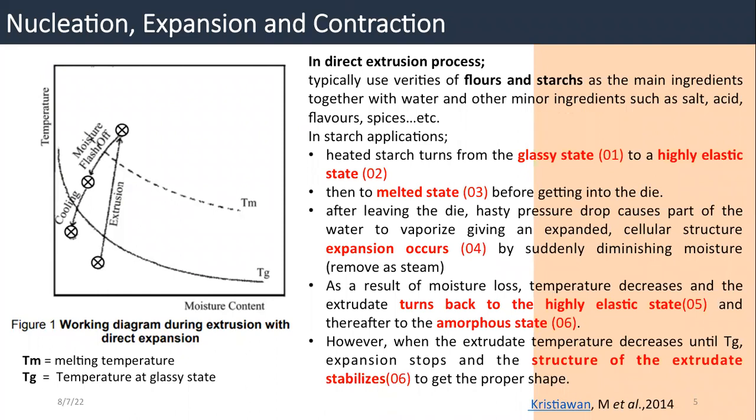Right? Then we add starch or flour into the extruder and start processing. Then you know heat is there. With this heat the texture converts from glassy state to the elastic state.